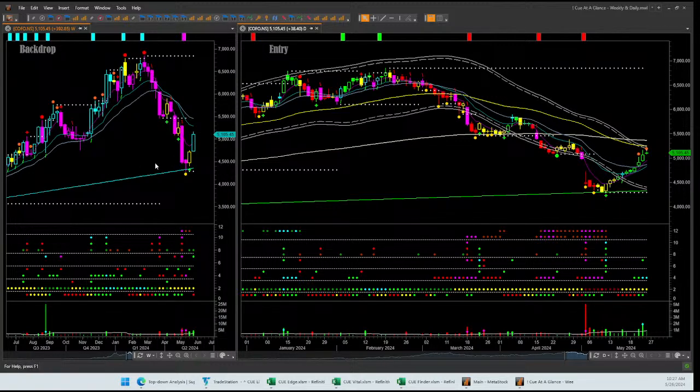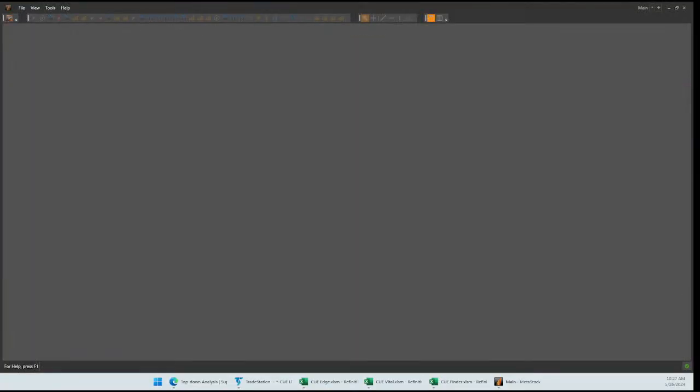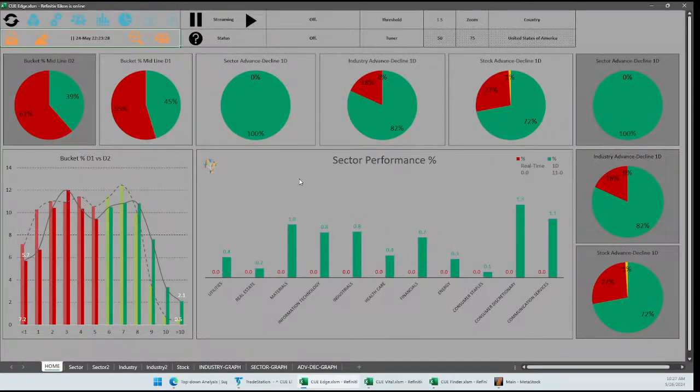Well, let's look at the USA market now. Let's start with sector industry stock breadth, because that was the breadth analysis I showed when discussing how to decide trading direction using weekly and daily. Let's look at the bucket analysis.